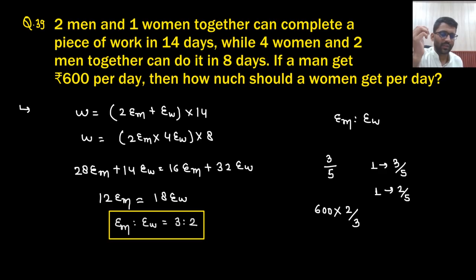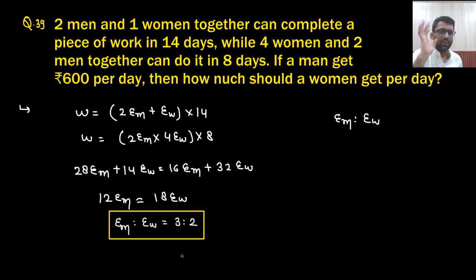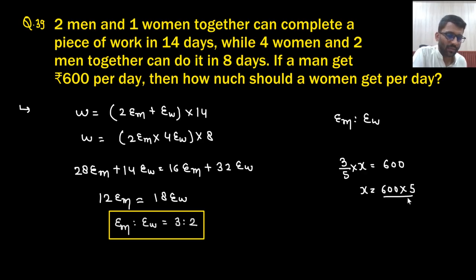2 by third of, sorry, 1 by third of this, no? Okay, let's forget about it. Although we have studied ratio, so you should be able to solve this problem now. The ratio we know. So 3 by 5 of x amount is 600 rupees. Do you agree? So what is the total amount? 600 into 5 by 3. This is the total amount. Now how much will woman get?